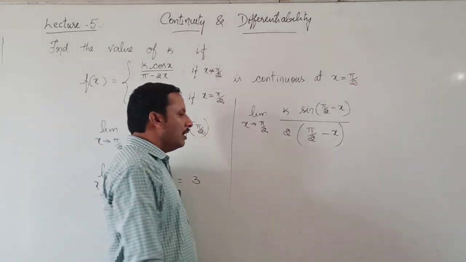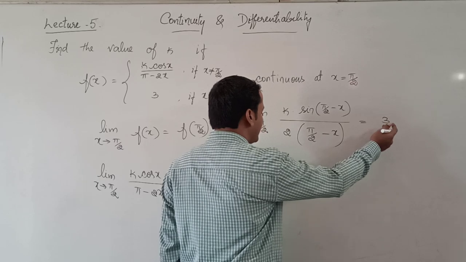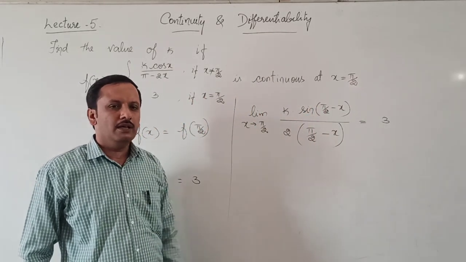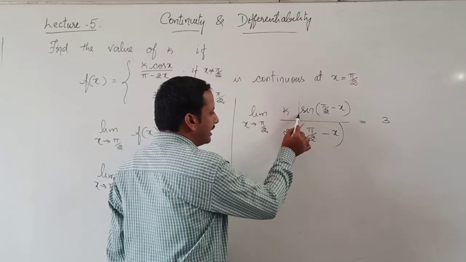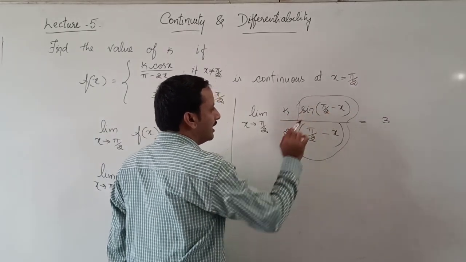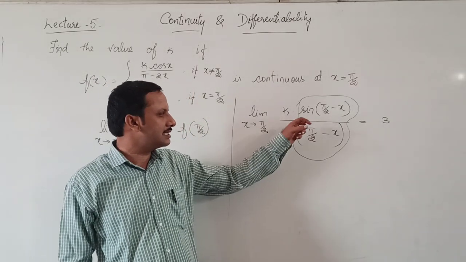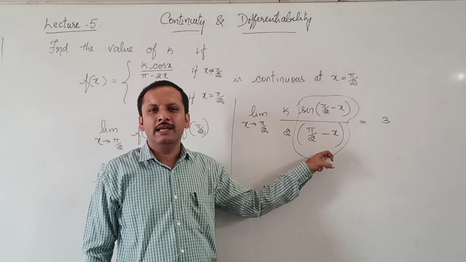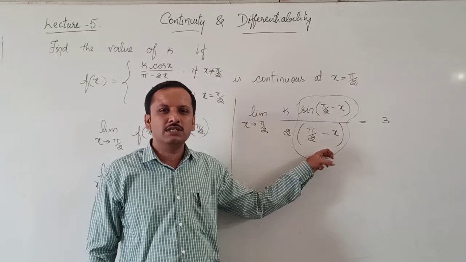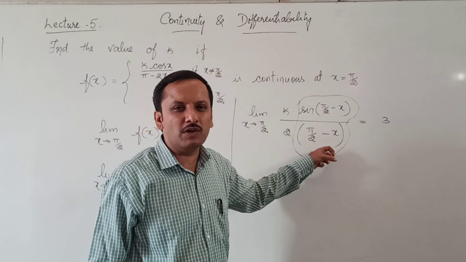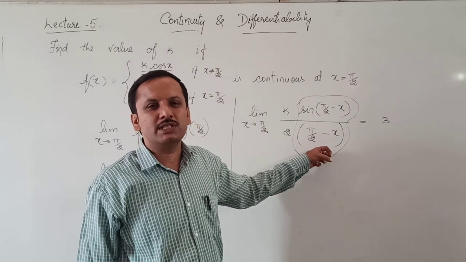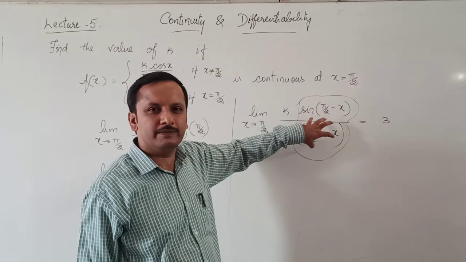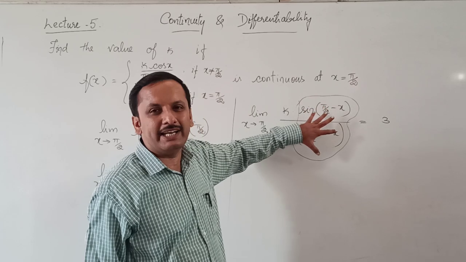Now, this factor we can directly write as 1, because this looks like sin theta by theta. As we know, limit theta tends to 0, sin theta by theta is equal to 1. So if I use that, then we can directly write this as 1.